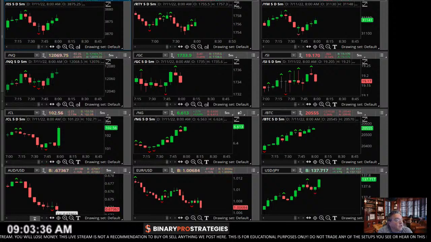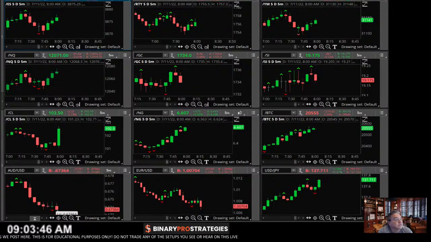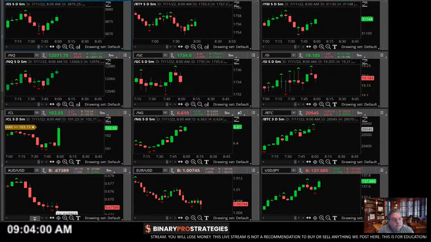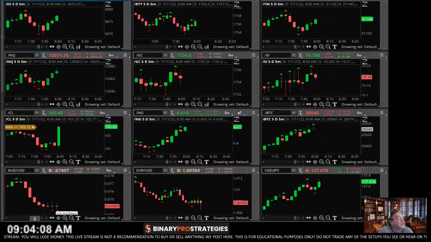There is a second target up here, which is going to be 103.15. Profit target hit. So 103.15 is going to be that target on that crude. Reversal is going to be 101.65.